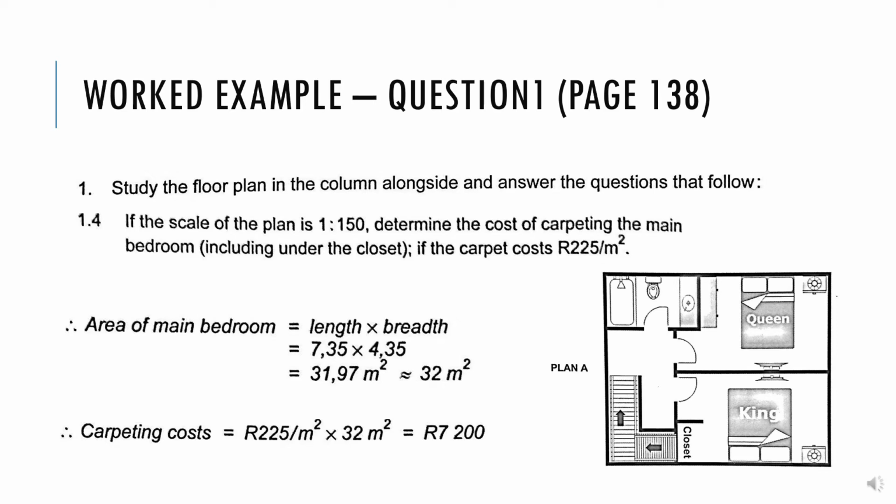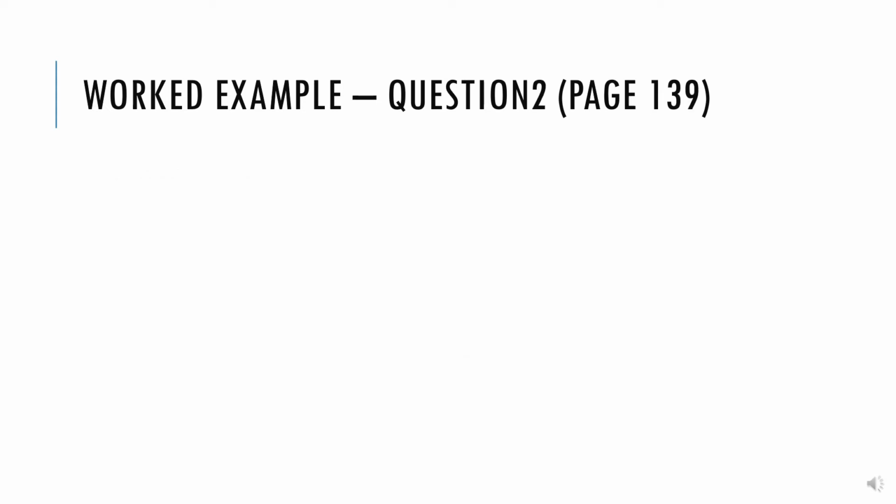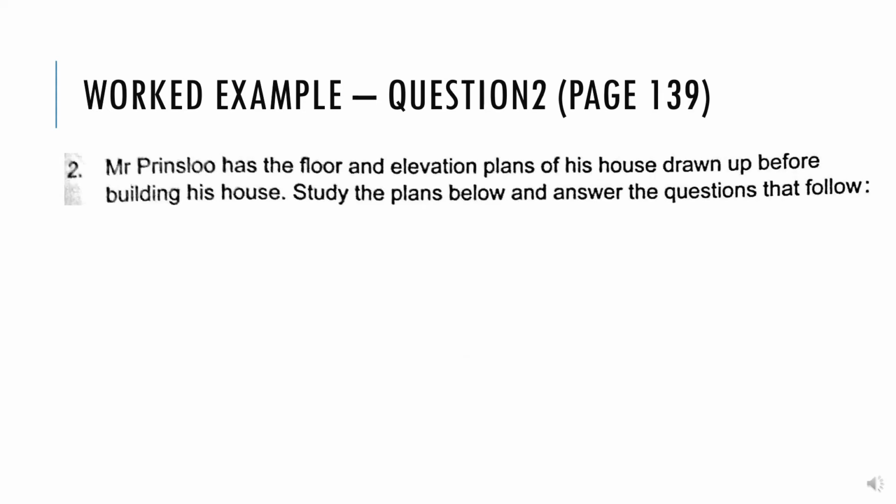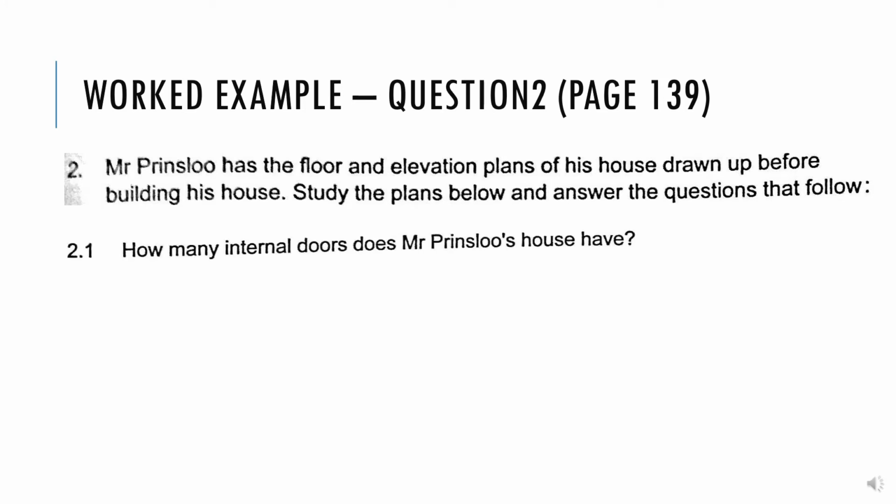All right, so that was question 1. Let's move on to question 2. Right, so Mr. Prinsloo has the floor and elevation plans of his house drawn up before building his house. Let's study the plan below and answer the questions that follow. 2.1. How many internal doors does Mr. Prinsloo have in his house here?